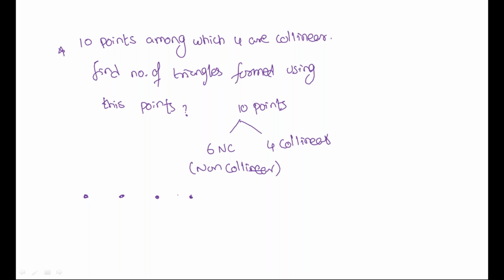Now guys, let's try to understand: if 4 are in the same line, and you take any 3 points from that, will it form a triangle? No, right? If you join these 4 collinear points, you definitely don't get a triangle. So now what you have to do?